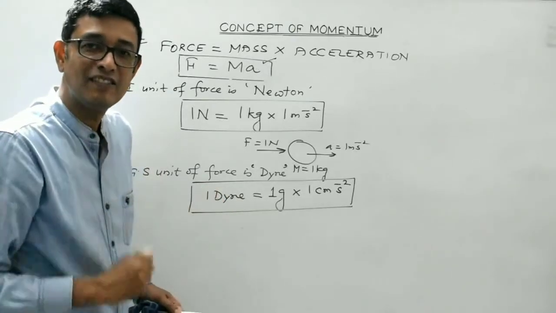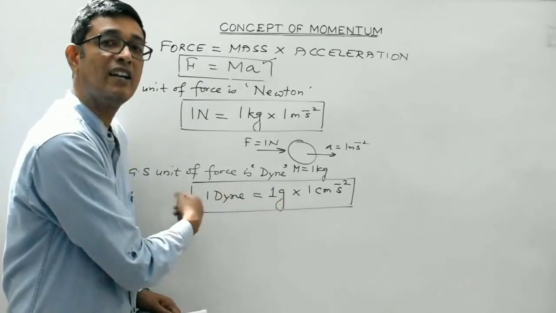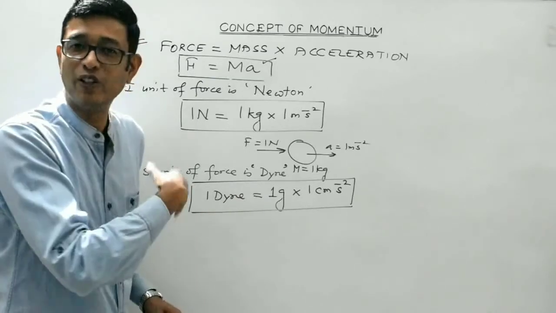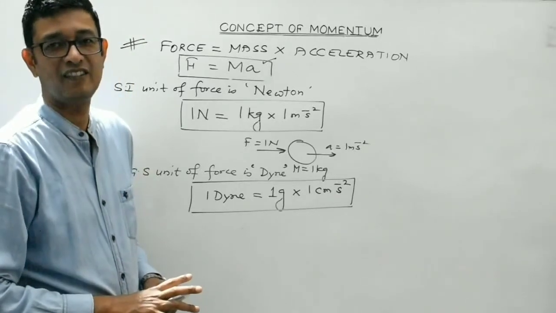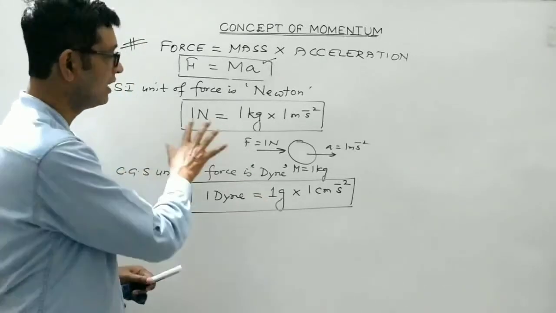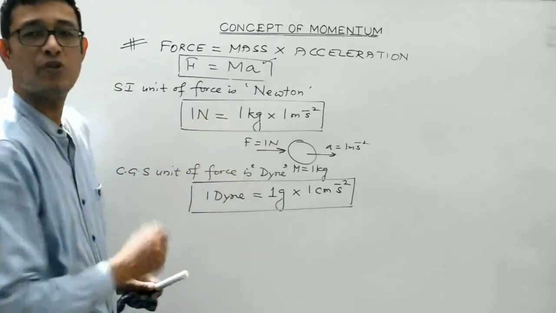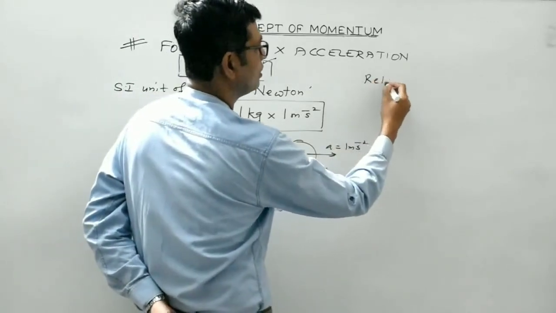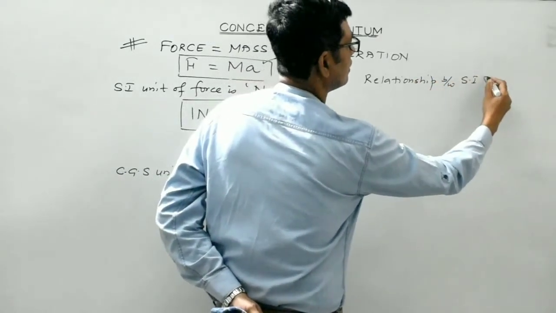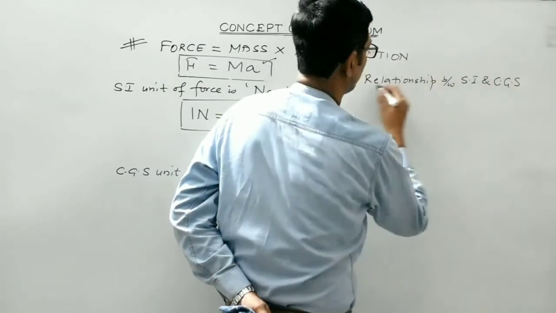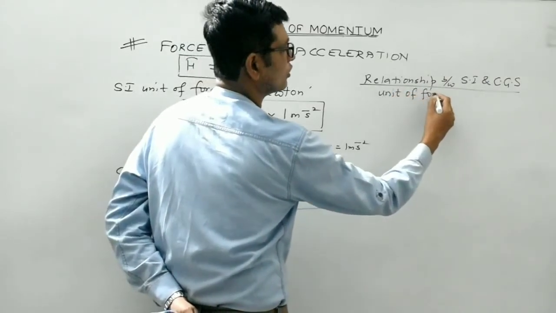How do you define 1 dyne then? The force acting on a body of mass 1 gram is said to be 1 dyne if it is able to produce in the body an acceleration of 1 centimeter per second square. Clear, students? So this is how you can define 1 Newton of force as well as 1 dyne of force. Now let's find out the relationship between these two, right? So let us find out the relationship between SI and CGS unit of force.